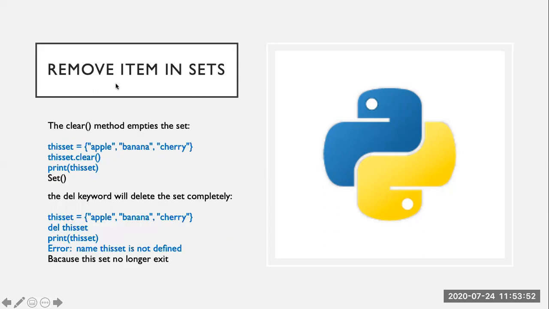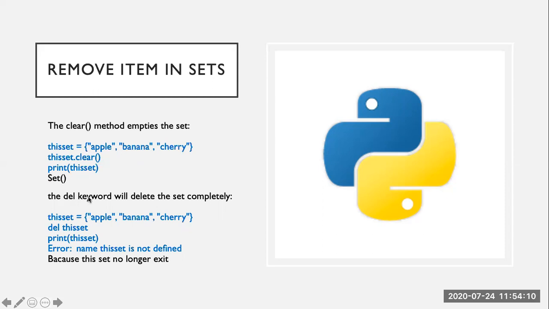Similarly, we can use the clear method in case we want to empty the set. For example, this is a set, it has three items, and we can use the clear method. What will be the result? In case we use the clear method and we print this set, it will give the empty set.